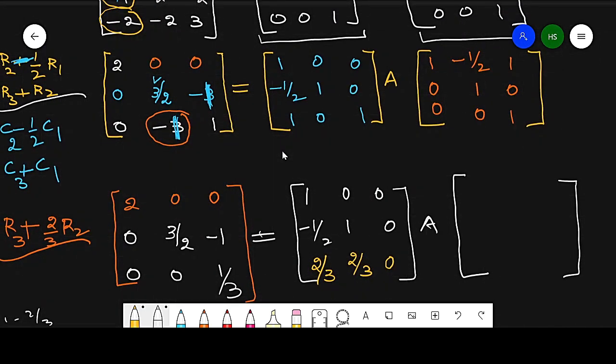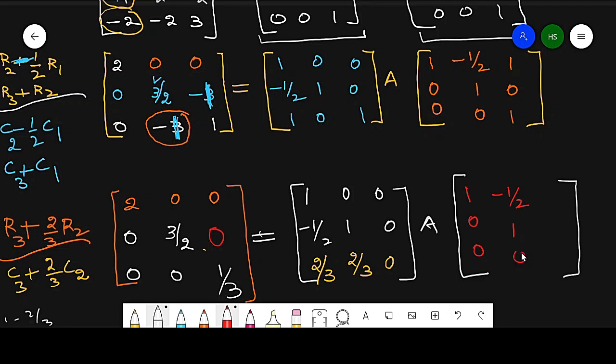Now for the column operation, I will make this term 0. So this will be C3 plus 2 by 3 into C2. I will operate, so this term will be 0. So this term will become 0. So what is this term? This term is 0. If this term becomes 0, now here what I get: this is the first column 1, 0, 0, no problem. Second is minus 1 by 2, 1 and 0.